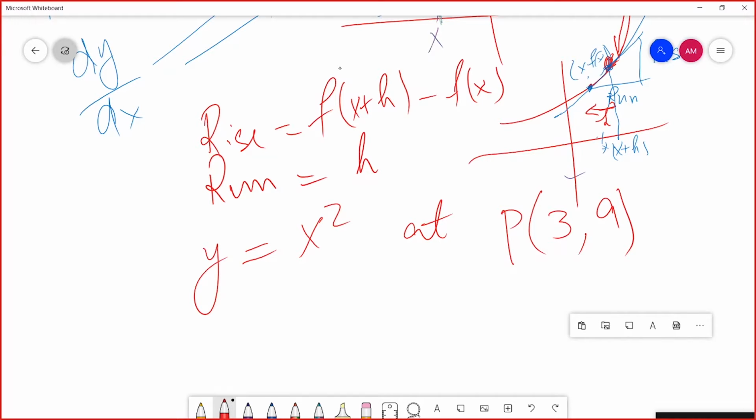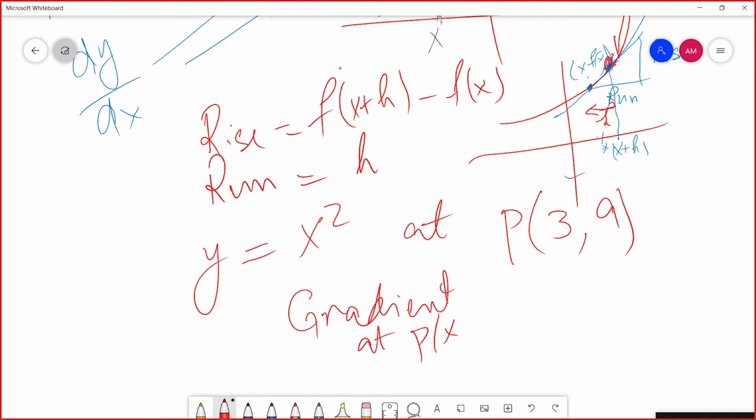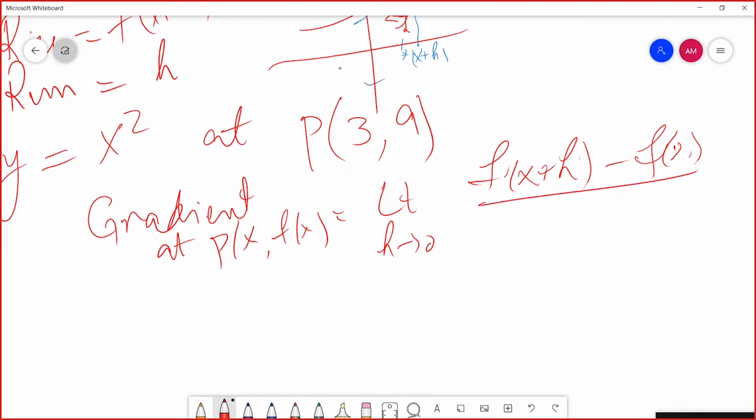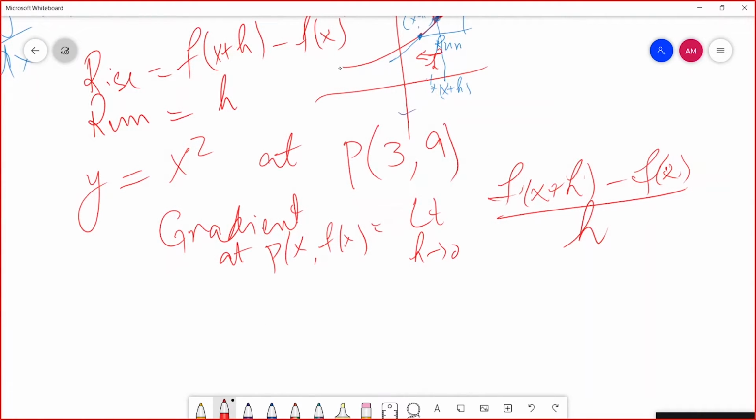Looking at the same formula, because the formula says the gradient at P(x, f(x)) is what? We just wrote it earlier. It is the limit as h tends to 0 of f(x + h) minus f(x), divided by h. Are you good here? Yep. So we will do this for this question. What was the question? y is equal to x squared. What is x here? Can you help me with this?